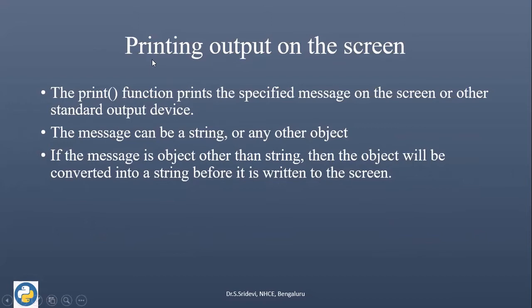And also, we need to print the output to the user. So for printing the output to the user, we have the print function. We have already seen some examples for this print function. And this function will print a specific message on the screen, which is generally a string. So the message can be a string. Sometimes we can even print some object. If the message is an object other than the string, then the object will be converted into string before it is written to the screen. So anyway, finally the print function is going to print only string on the screen.